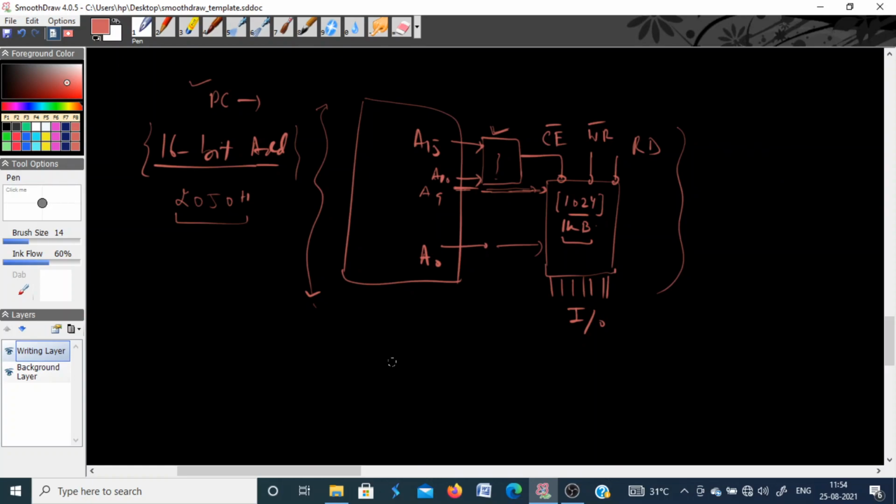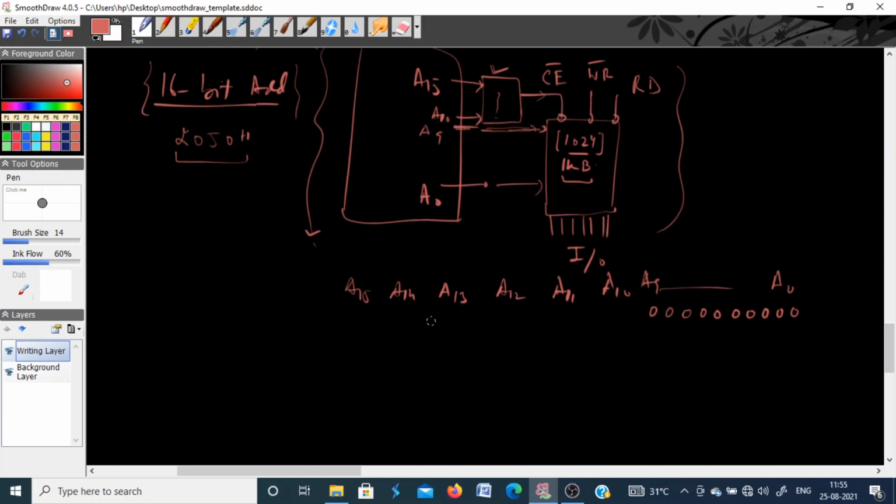Suppose the address lines are A15, A14, A13, A12, A11, A10 down to A0. Only A0 to A9 are used for decoding, so you have 10 bits, starting from all zeros. The rest of the 6 lines can be set to any logic level, so that the chip select generates an output which is logic 0. You can set it to any value; that depends upon you.